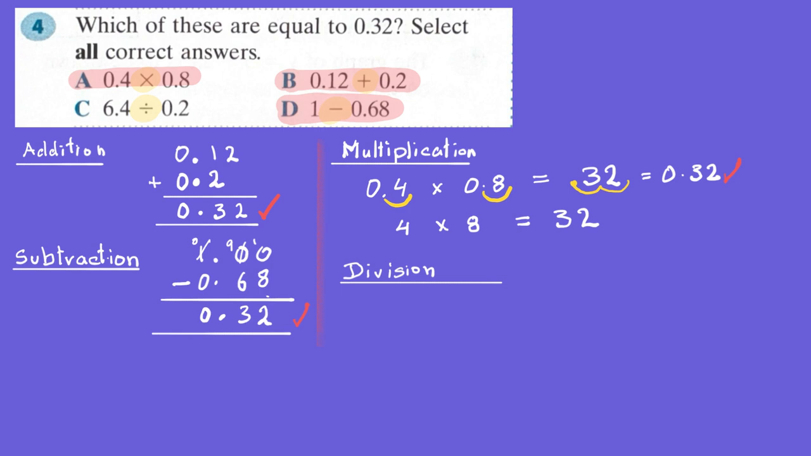And now we're going to work through division. So we have 6.4 and we're dividing it by 0.2. We also move the decimal places.